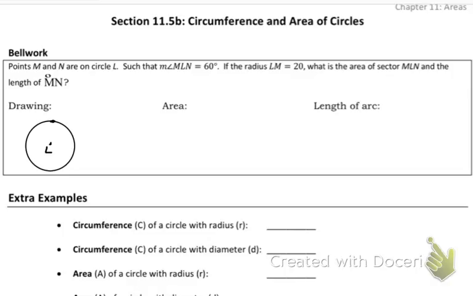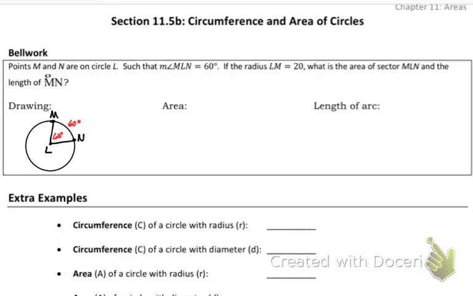So this is my M. Those are terrible points, but we got them. M and N. And it says that the measure of angle MLN is 60 degrees. So if I connect these, this is going to be, let me put it in red, 60 degrees. Well, if my central angle is 60 degrees, that means my arc is also 60 degrees.